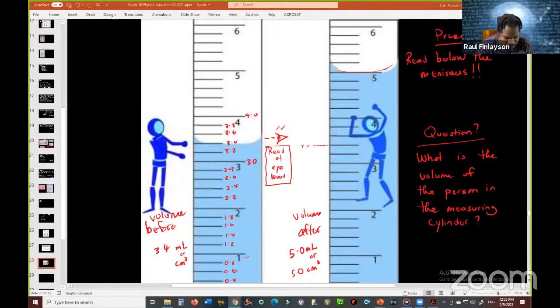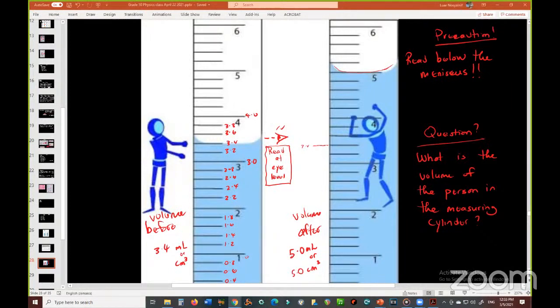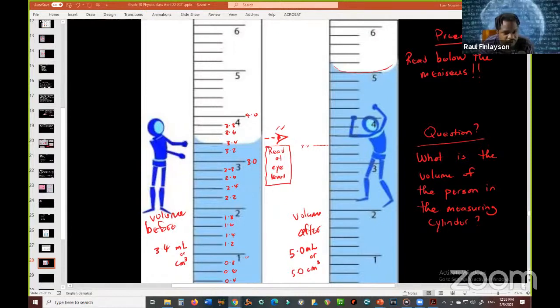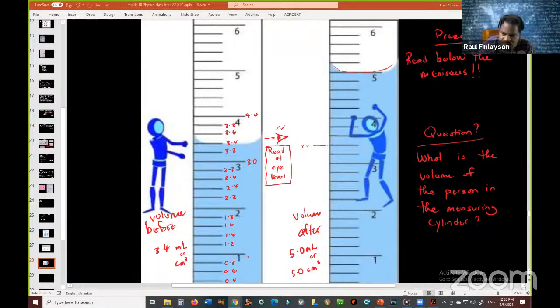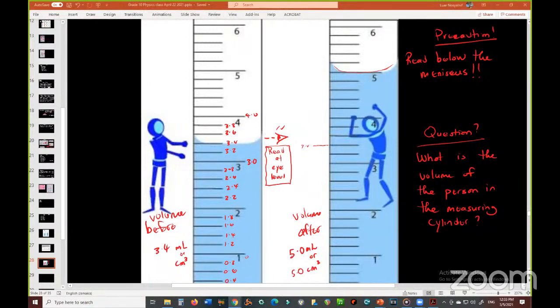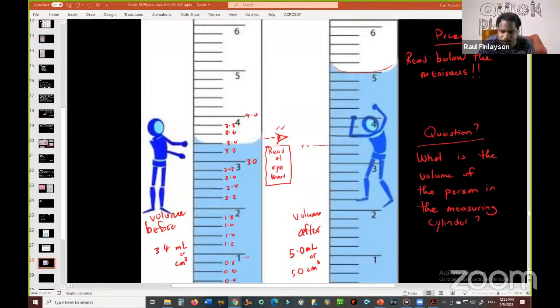Where did you get that from? Did you guess it, or did you strongly believe that it's 1.6? How did you get 1.6? Guess it, sir. I said subtract, sir. Subtract it before or after? Oh, you subtracted before from the after.